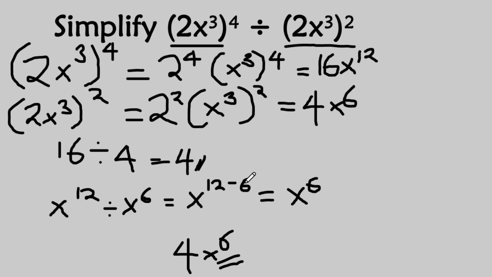So remember, what I did is also the same thing as saying 16x to the power of 12 divided by 4x to the power of 6. So you can also do it this way, and you would have the same thing. You would have 16 divided by 4, which will give you 4. And since we are dividing these two, we'll just subtract the powers. So we would also have x to the power of 12 minus 6, which gives us 6. So this is what we will get for this.